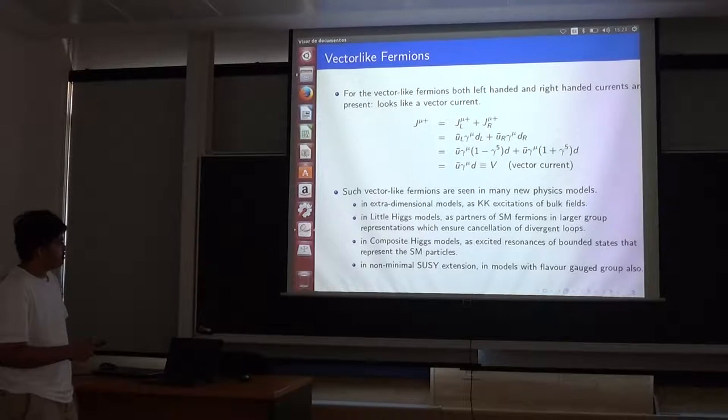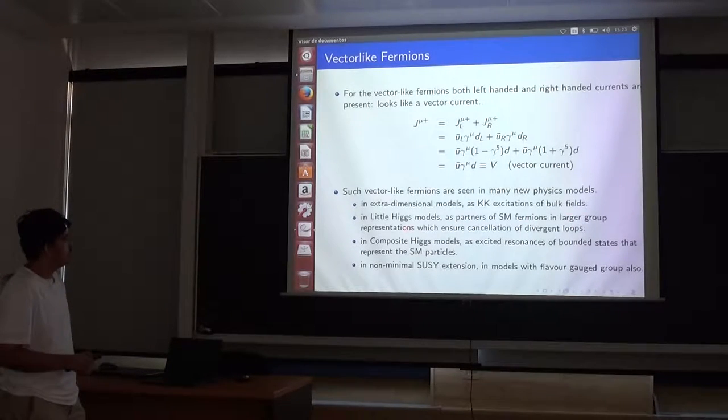This kind of fermions, which behave like this for the charged current, are vector-like fermions. Such vector-like fermions are seen in many new physics models. Some of them are extra-dimensional models, as Kaluza-Klein excitations of the bulk fields there, which can be vector-like. And in little Higgs models, as partners of the standard model fermions.